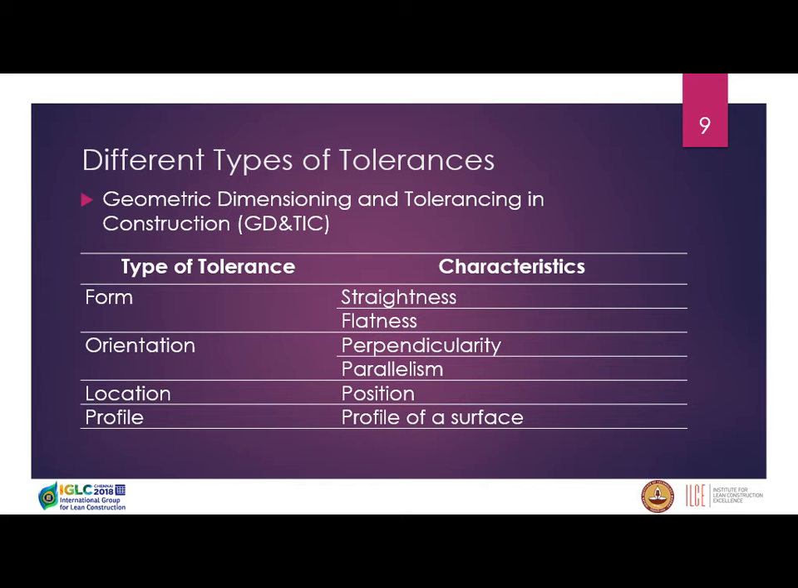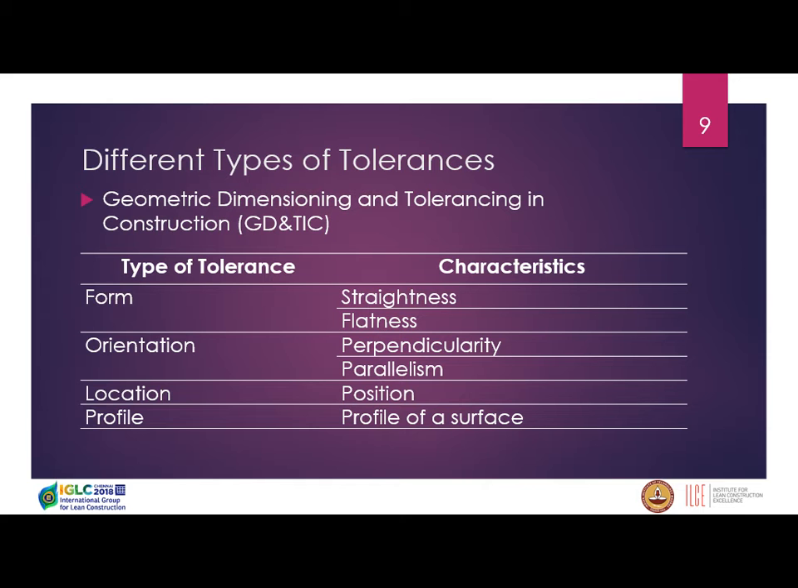I'm not going to explain that method in detail, but that method actually helps us to understand different types of tolerances that exist in the industry. We divided them into form, orientation, location, and profile. And for each type of tolerance, we have different characteristics like straightness, flatness, perpendicularity, parallelism, position, and profile of a surface.